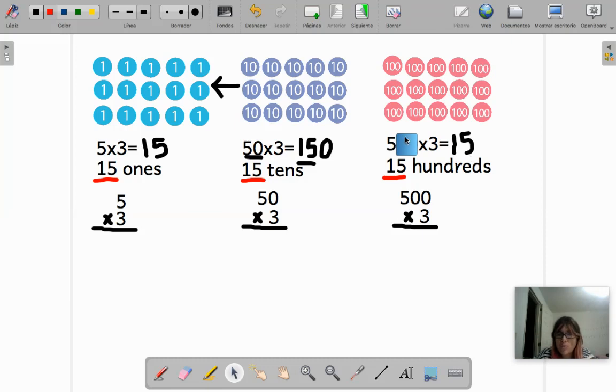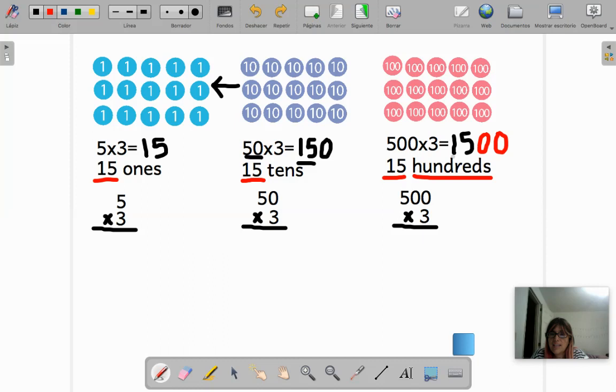What we have to do, remember, the zeros that we ignore to multiply, yes, we have to put them in the answer because they are 1500. So we already have 15. Now let's put the zeros of the 100. Understand? So here, no zeros because they are ones. We just put 15. Here is 5 times 3, 15, but they are tens. So we put the 0 of the 10. Here they are hundreds. 5 times 3, 15, but we put the zeros of the hundreds. And hundreds have 2 zeros. That's why we put 2 zeros in the answer.